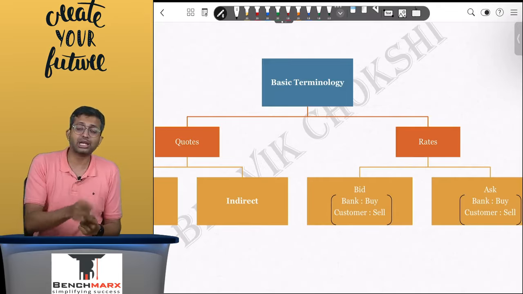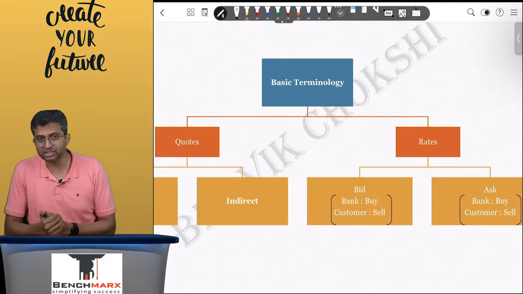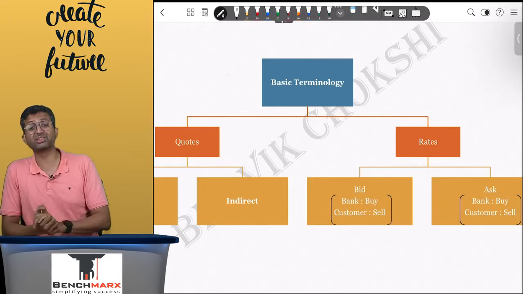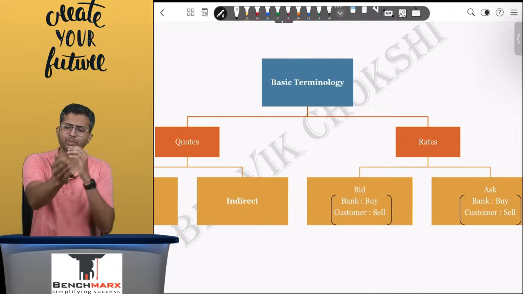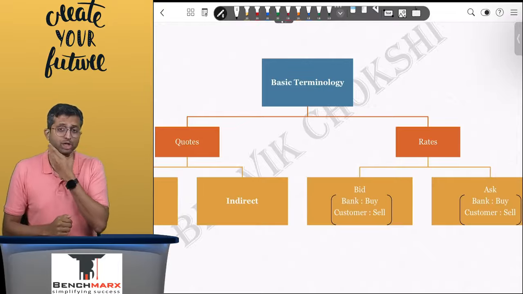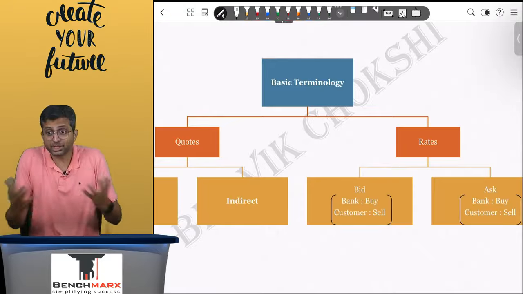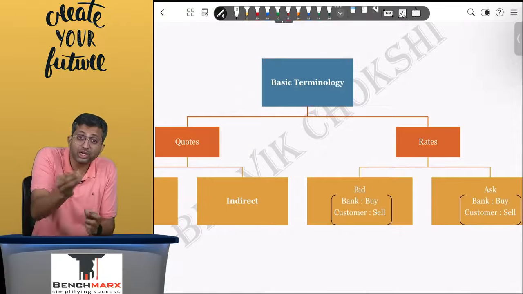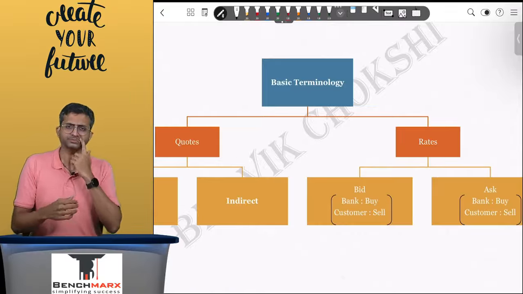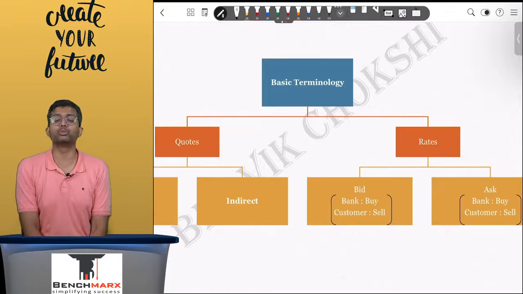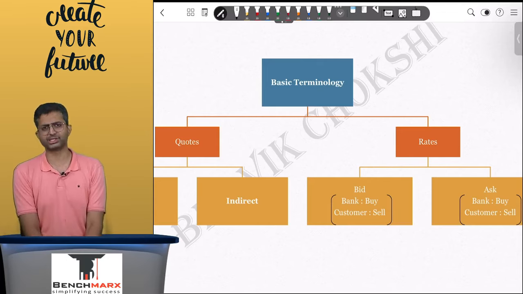Bid rate is a rate at which the dealer or the banker buys the foreign currency from you, or the currency which is given as the base of the exchange rate quote. So if it's a rupee per dollar quote, it is the rate at which the dealer is prepared to buy the dollars. If it's a dollar per rupee quote, it is the rate at which the dealer is prepared to buy rupees. It is the rate at which the dealer is prepared to buy the currency which is there in the base, the bid rate.